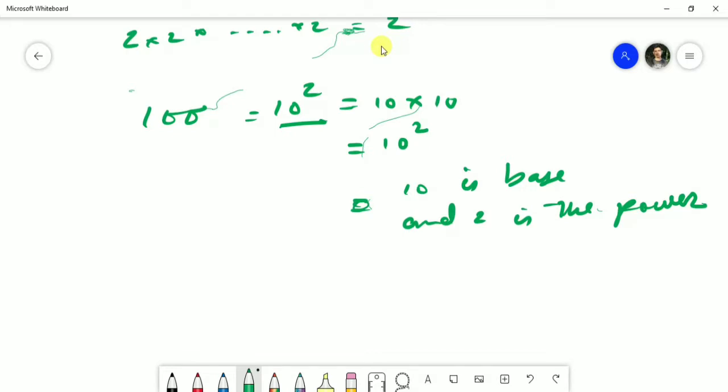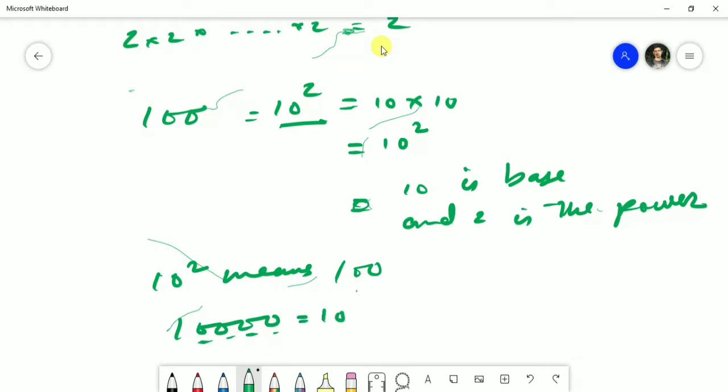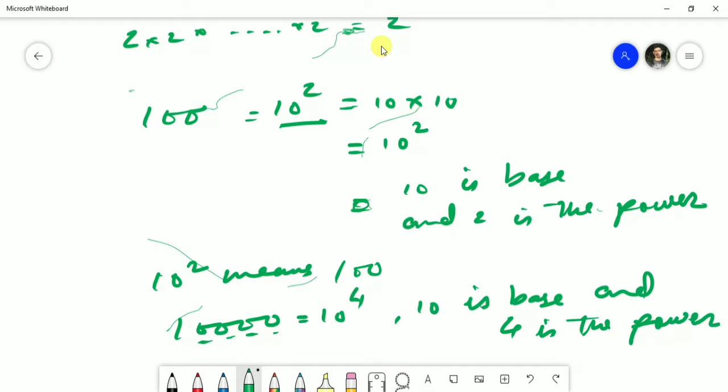Same thing, you see, 10 square means 100, isn't it? Because if you multiply 10 into 10, it will be 100. Even if I make it 10,000, how many zeros are there? 1, 2, 3, 4. So we can write 10 to the power 4. So here 10 is the base and 4 is the power. I hope this is easy. I guess this is not that hard.